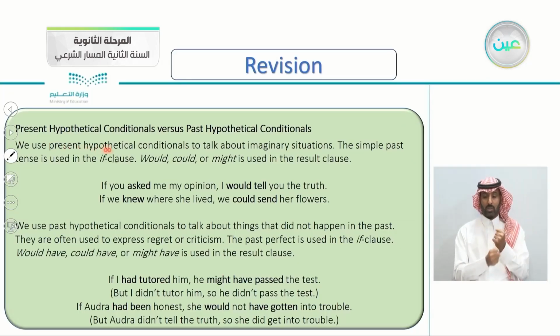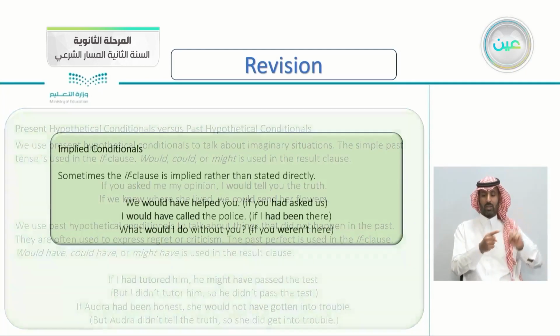We use the present hypothetical conditionals to talk about imaginary situations. We use the simple past in the if clause, and in the result clause, we use would, could, or might. On the other hand, in the past hypothetical conditionals, we use it to talk about things that did not happen in the past. We use it often to express regret and criticism. We use the past perfect in the if clause, and in the result clause, we use would have, could have, or might have.